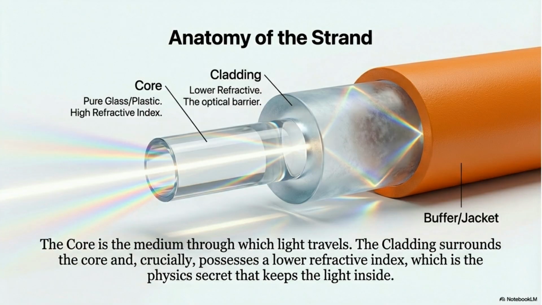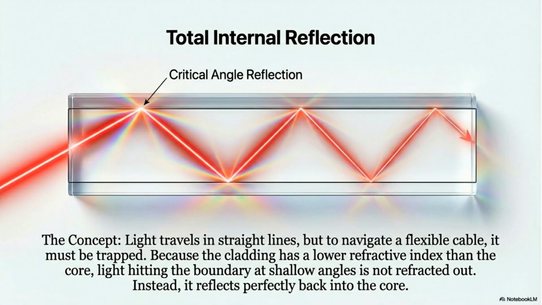A fiber strand consists of a core, the path for light, and a cladding. The cladding has a lower refractive index than the core, which is the key to trapping the light inside the fiber. Total internal reflection traps the light. When light hits the boundary between the core and the lower refractive index cladding at shallow angles, it reflects perfectly back into the core, guiding it along the flexible cable.